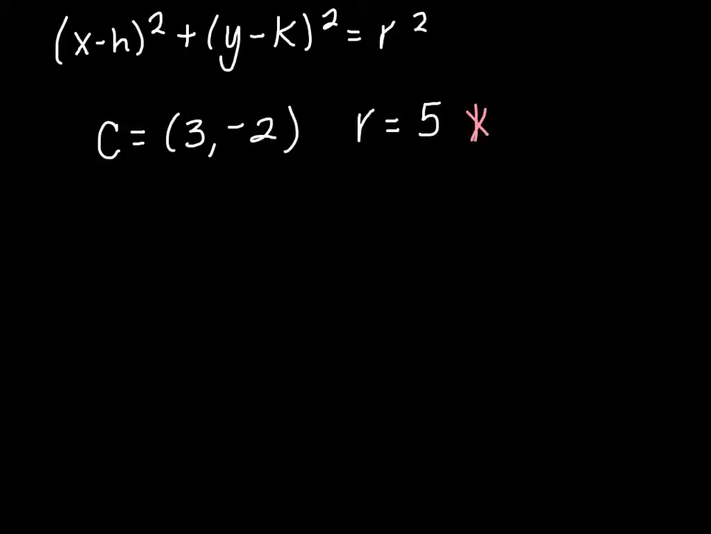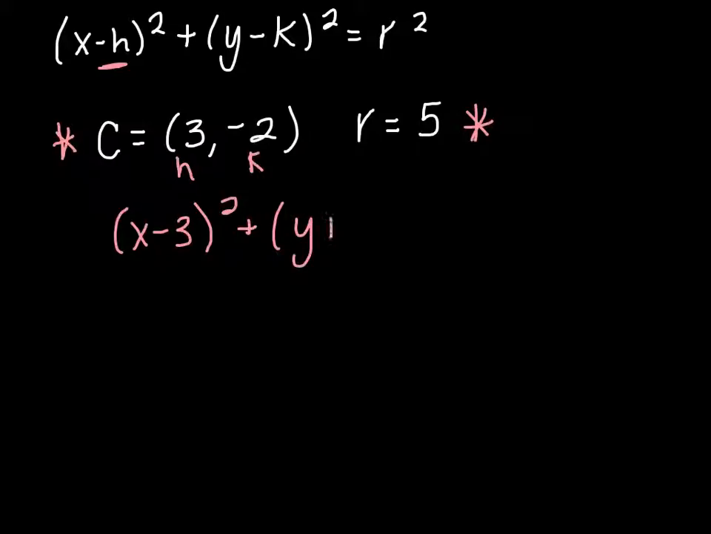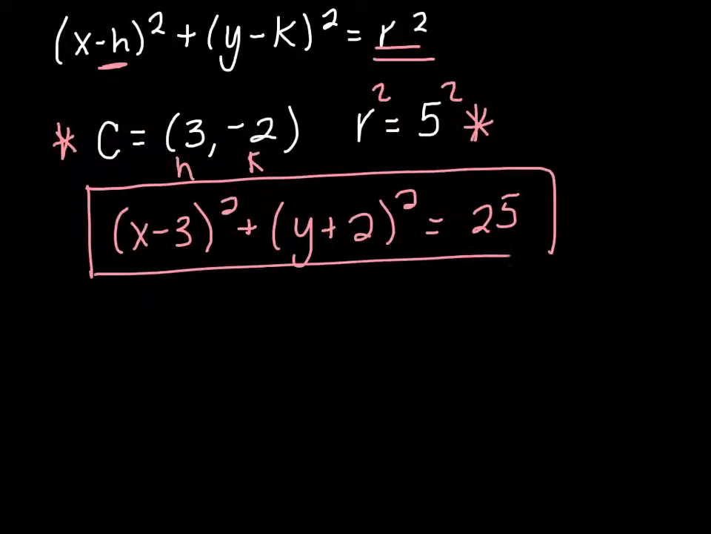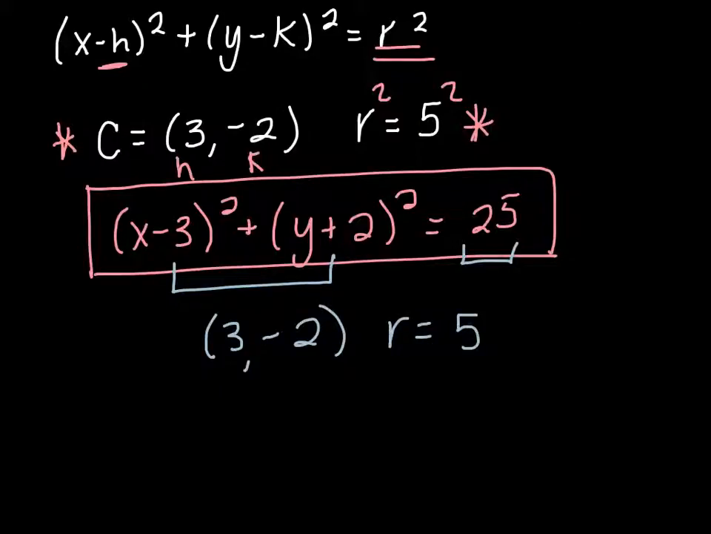If I'm given this information, I need to create a circle. So here's h, here's k. X and the opposite of h. So it's going to be (x minus 3) squared plus (y and the opposite of k), (y plus 2) squared, equals r squared. So if this is r and I square it, I get 25. Here's the equation of the circle. To go backwards, to find the center, it's the opposite of these two, 3, negative 2, and the radius is the square root of this piece right here, which is 5.